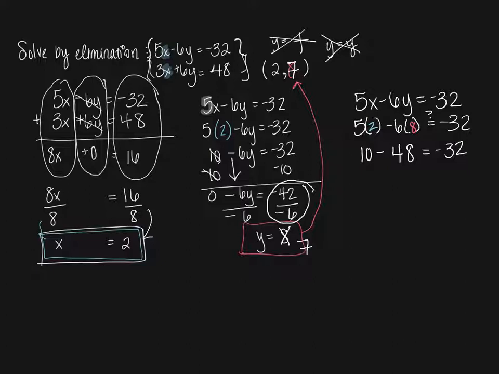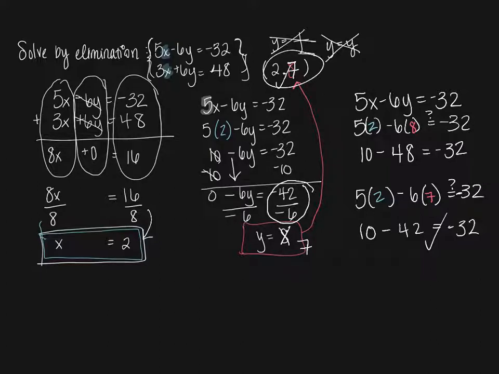So we're just going to double check one more time. We're going to take 5 and plug our values in. 5 times 2 and 6 times 7. And I get 10 minus 42 equals negative 32. Yep, this ends up checking out. Whew, good job checking. Don't need a graphing calculator to check. I just simply need to plug them back into either one of these equations.